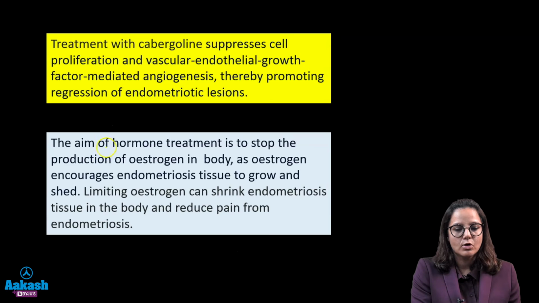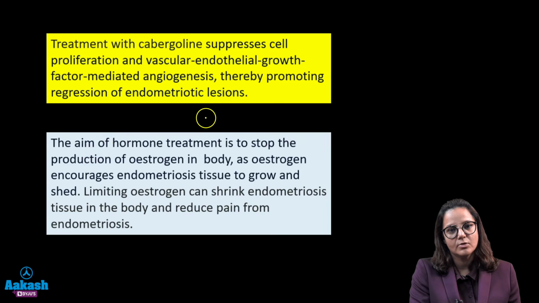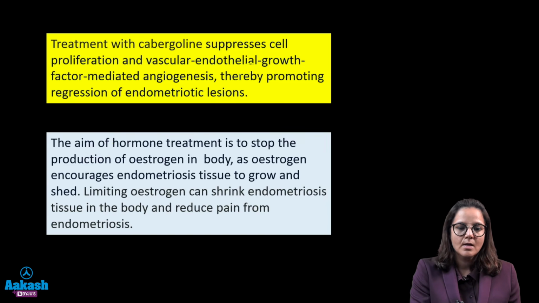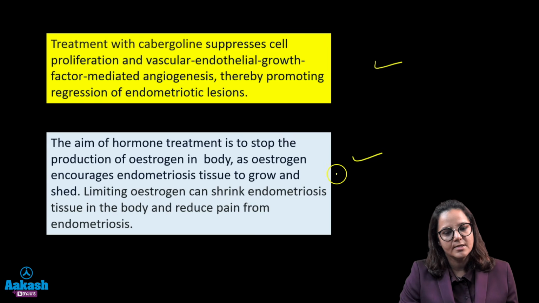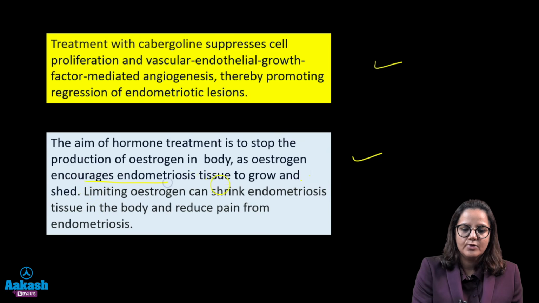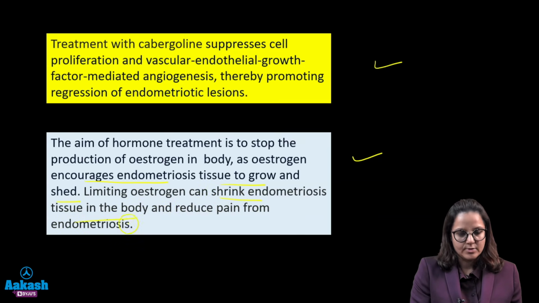Now the two confusing options here were whether to give capgolin or estrogen valerate. Okay, now I went through and looked through my books. So treatment with capgolin suppresses cell proliferation and vascular endothelial growth factor, and it is one of the drugs which is being used to treat endometriosis. Okay, what is the aim of hormonal treatment? Again, it is to stop the production of estrogen, as estrogen encourages endometriosis tissue to grow and shed. So limiting estrogen is going to limit the problems associated with endometriosis.